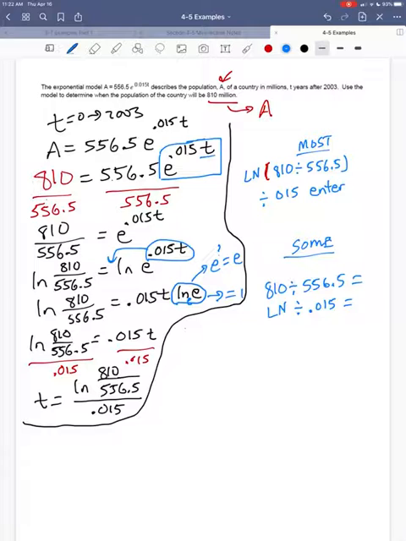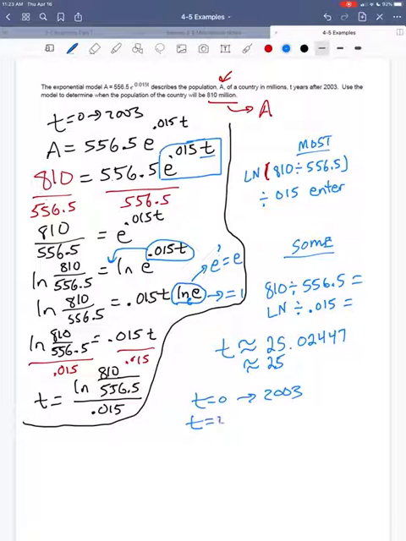If you do either of those, what we get for a result is that t is approximately 25.02447. Now in this case, it's very, very close to 25, so I would just say 25. And so we had that t equals 0 was 2003. So if I get t equals 25, I'm going to add 25. And so we're going to get the year 2028 for when this population will be 810 million.